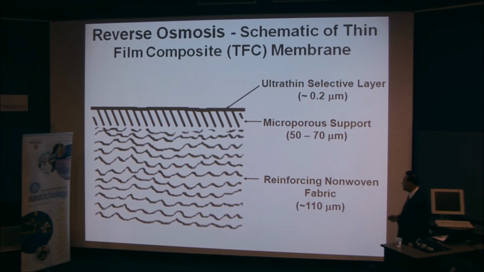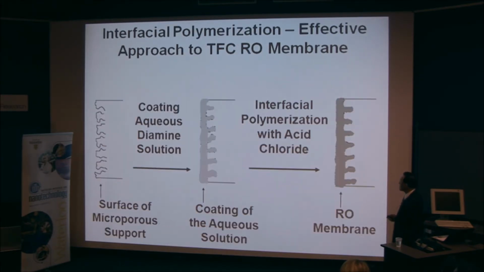The typical membrane structure here shows a schematic that you have this non-woven fabric, and your microporous membrane support, typically made of polysulfone, with a pore size of about 50 nanometers. And then you do the interfacial polymerization to make this selective layer. Typically it is about 0.2 micron.